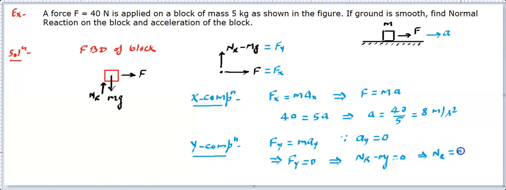reaction. This normal reaction is basically, and M is 5, G can be taken 10, so you can say 50 Newton. So normal reaction on the block is going to be of magnitude 50 Newton, and in which direction it is going to act, you can see this, it is acting in the vertically upward direction. So you got to know the normal reaction.